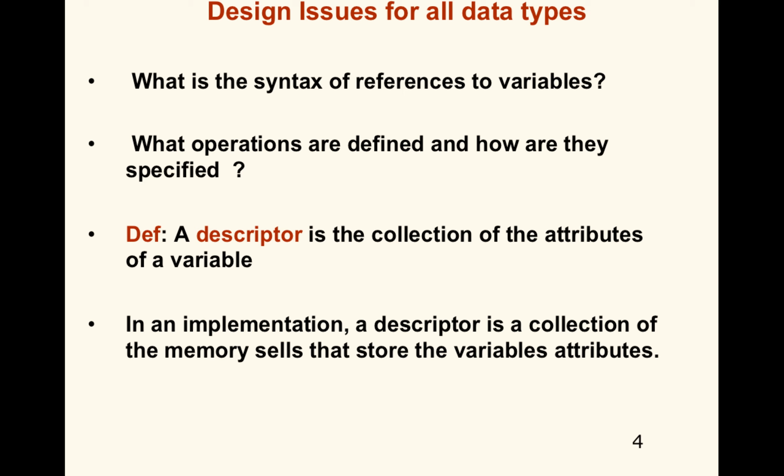So let's look at one of these questions. For example, the first one: what is the syntax of references to variables? I'm not going to answer the question, but I'm going to tell you what the question means. I can answer it for different languages, but I'd have to pick a programming language to answer it for. So the syntax of the reference to variables: how are we referencing variables that are of different data types?